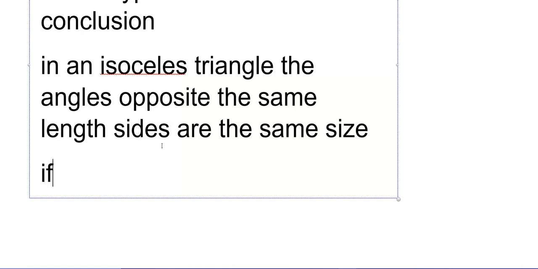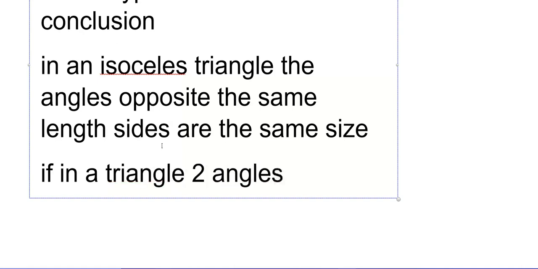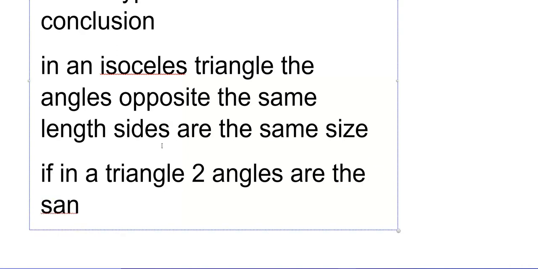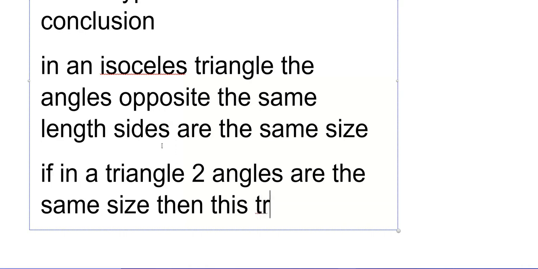So if in a triangle, two angles are the same size, then this triangle is isosceles. You can put that in as well: two lengths the same length. But I think the conclusion was that the angles are the same size. So we're starting off with angles. In a triangle, if two angles are the same size, then this triangle is isosceles.